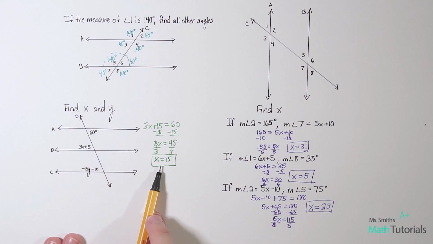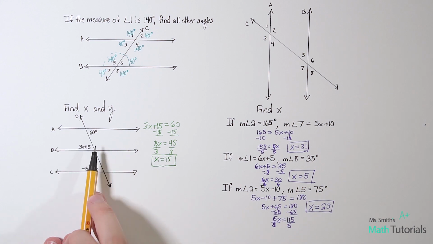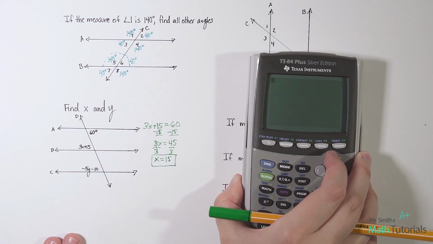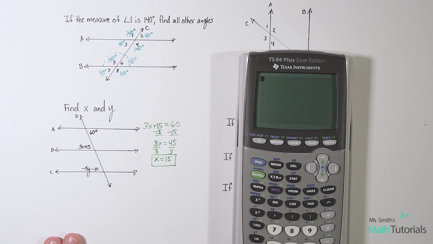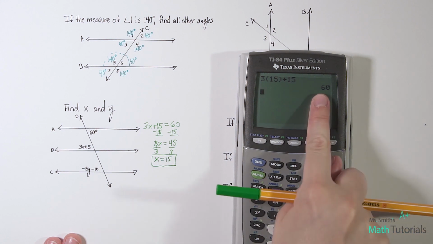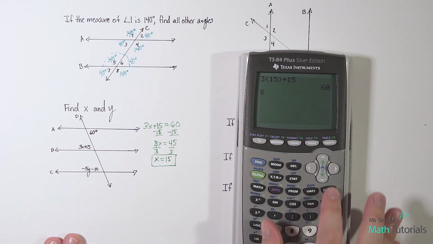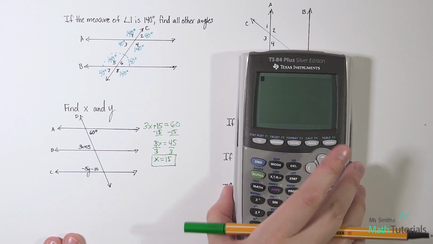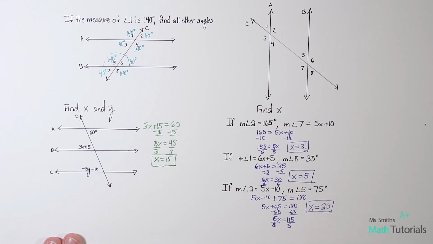So assuming that I've done my work right, I should be able to plug that x in right there and get 60 degrees. So let's just double check that on the calculator. It's good to check yourself every now and again and make sure you're doing the right thing. So we would do 3 times x plus 15. And I do get 60. So I can feel confident, okay, 15 is right. Because if I didn't get 60, that means I've done my math wrong. So good to always double check yourself.